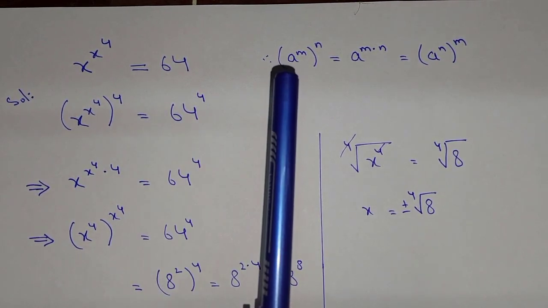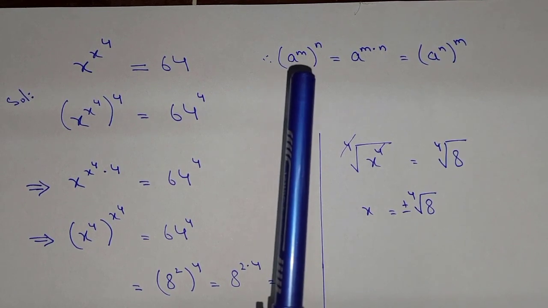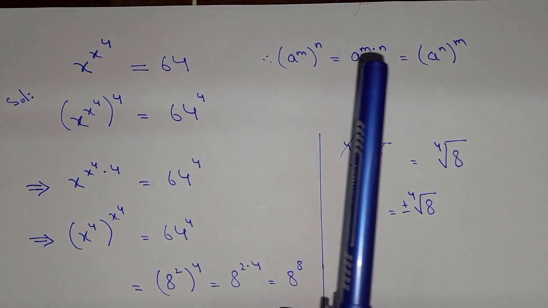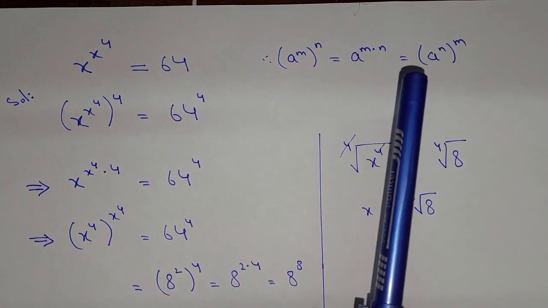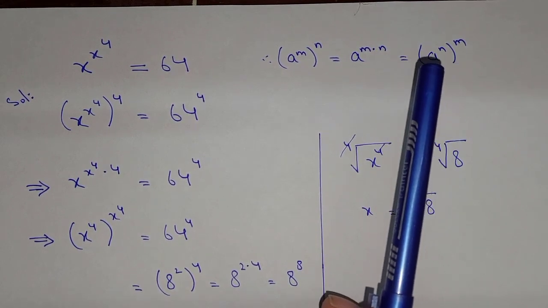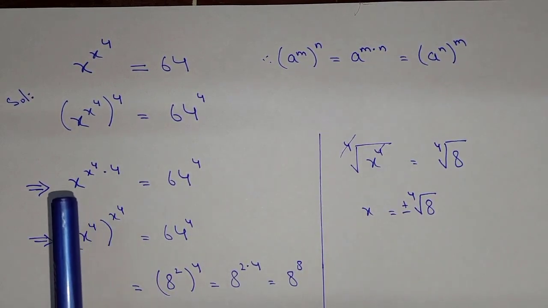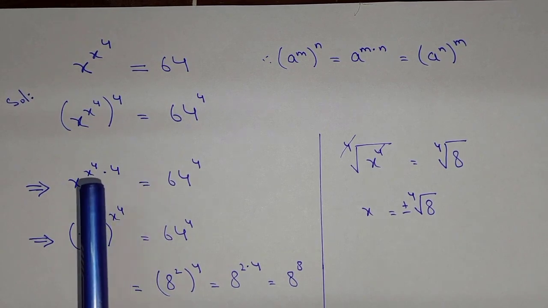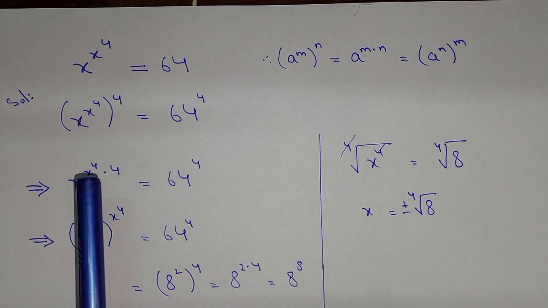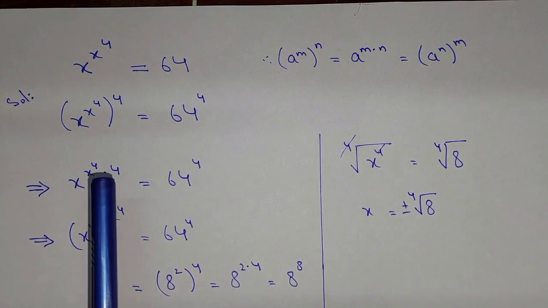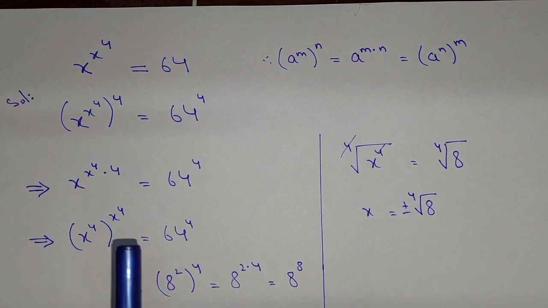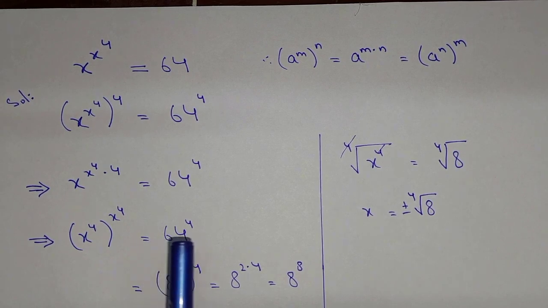There is a rule: (a power m) whole power n equal to a power m into n, and that is also equal to (a power n) whole power m. So the same we are doing over here, x power 4 into 4. So this is m, x power 4 is m, and this is n. So we can write in this way. Here we have (x power 4) whole power x power 4 equal to 64 power 4.